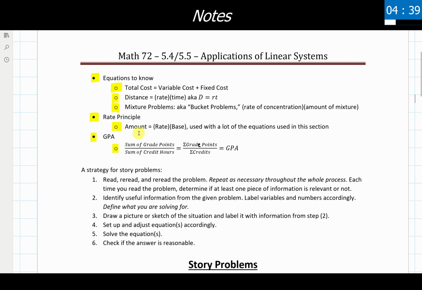We then have a much more generalized version of the distance equals rate times time problem, and this is referred to as the rate principle. It says an amount of something is equal to some rate of something happening times a base amount, which is generally used as a time frame.